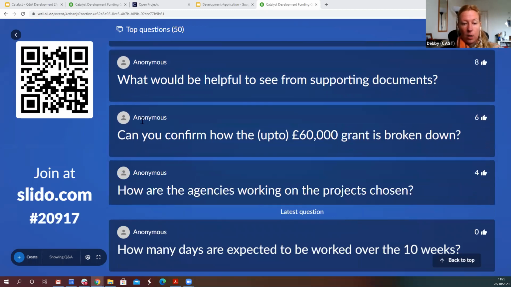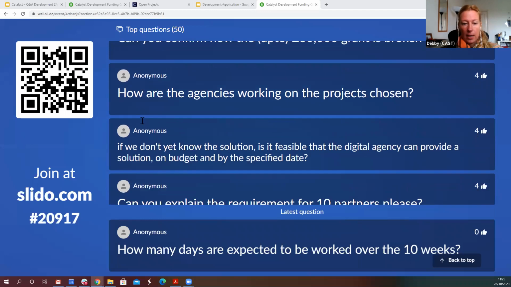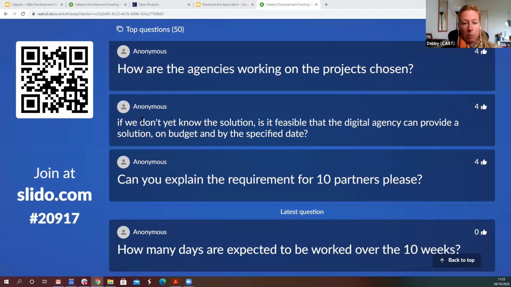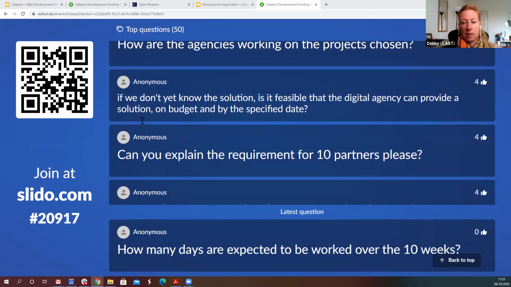Can you confirm how the grant is broken down? I think we've covered that, how the agencies are working. We've covered that. If we don't yet know the solution, is it feasible that a digital agency can provide a solution? Yes, as I said just now, that will be part of our assessment process to see what the agency feels that they can do with the time and the budget, and there will be differences between the proposals from different agencies.